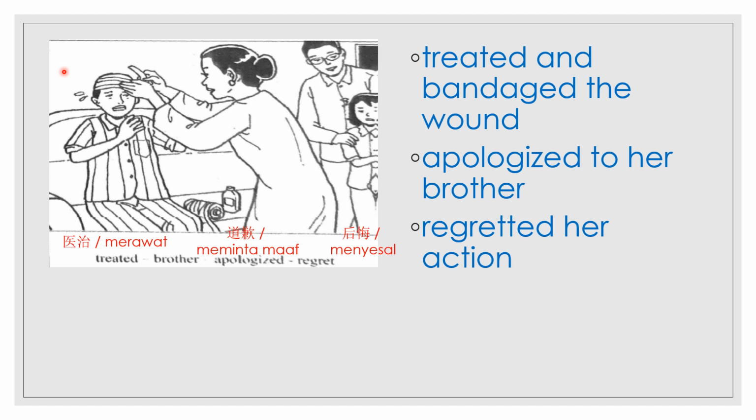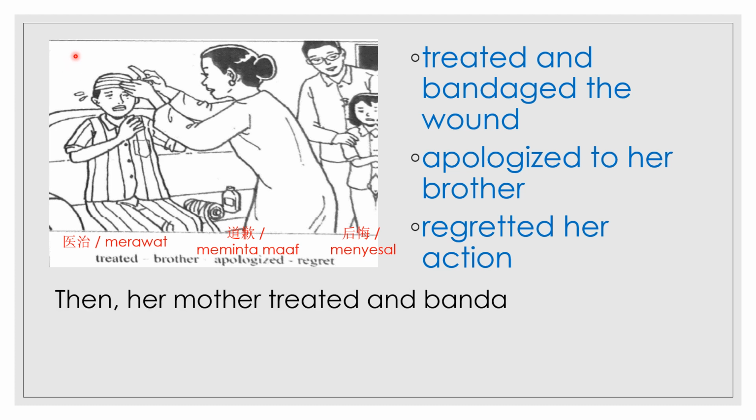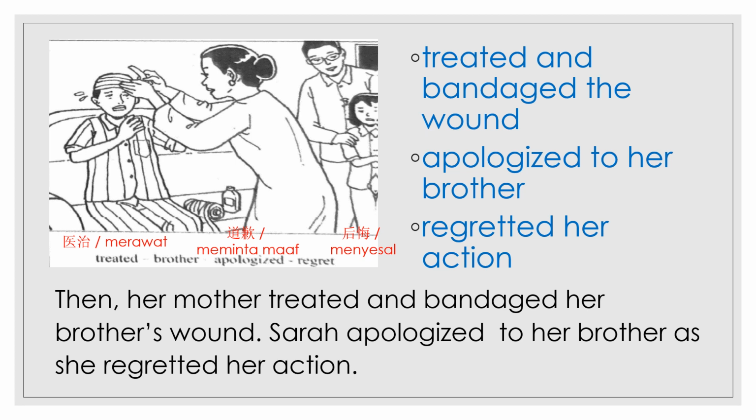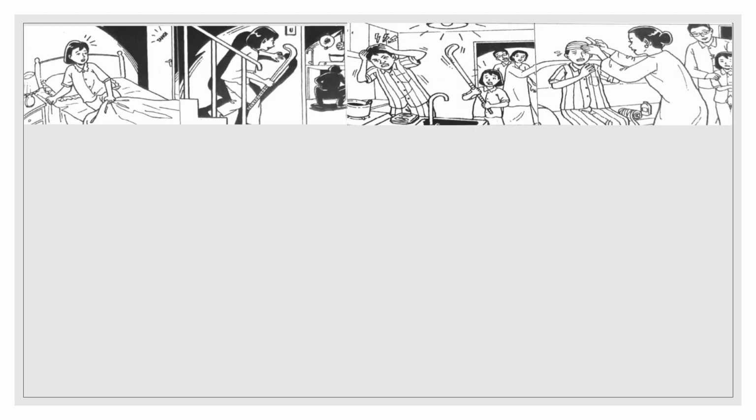And Sarah, of course, apologized to her brother. She regretted her action. Okay, regretted her action. menyesal 她后悔啦 because she didn't check. Okay, she immediately hit the person without checking who he was. Right? So for this paragraph, we can say, then her mother treated and bandaged her brother's wound. Sarah apologized to her brother as she regretted her action.